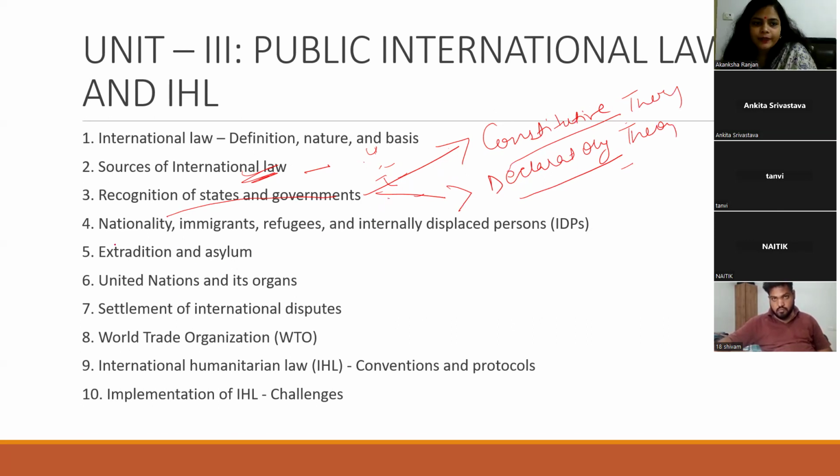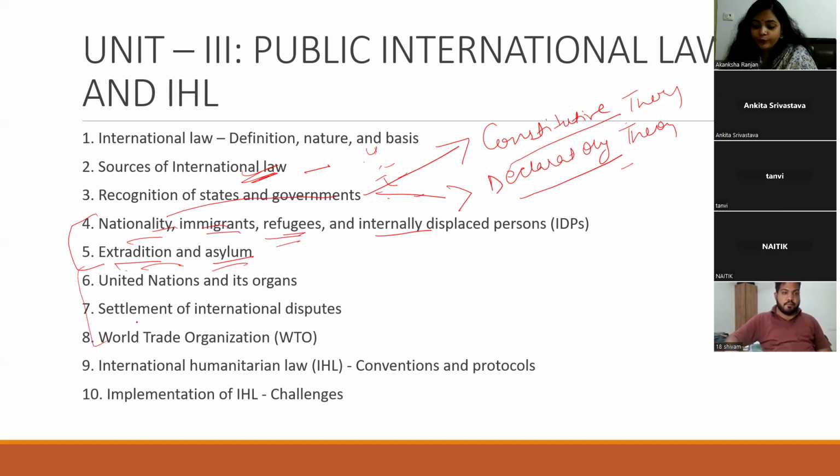Then come these topics, the fourth and fifth. You have to know the difference between IDP, asylum, and extradition. These are different concepts. You have to know the meaning of these topics and whether there is any law or any treaty or any convention about this. That is important. Then comes the UN and its organs.